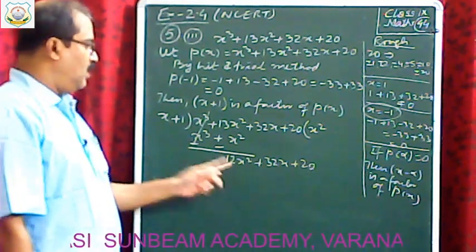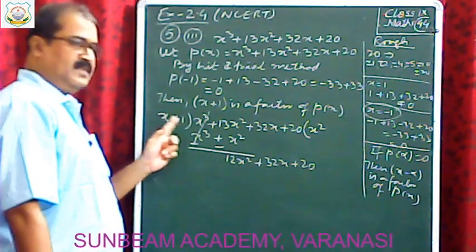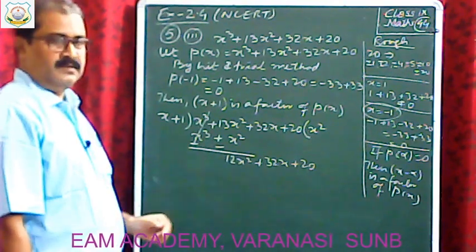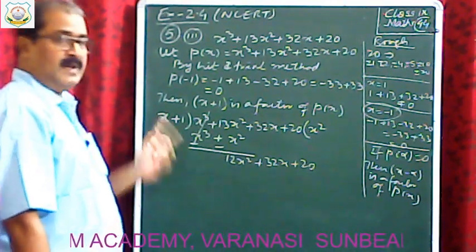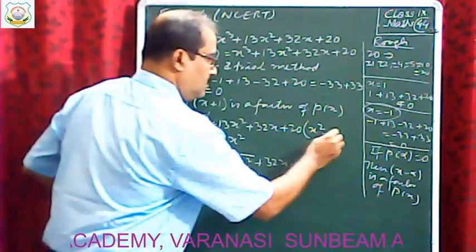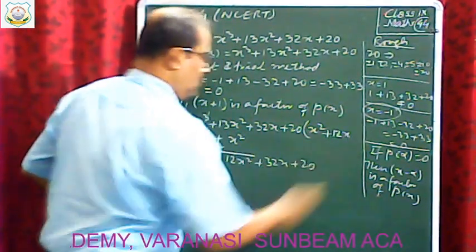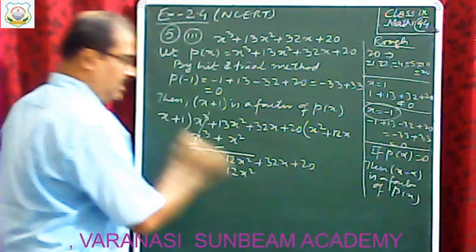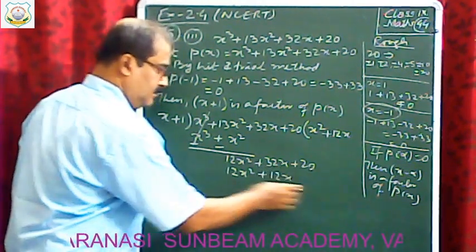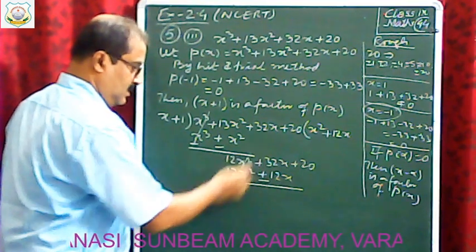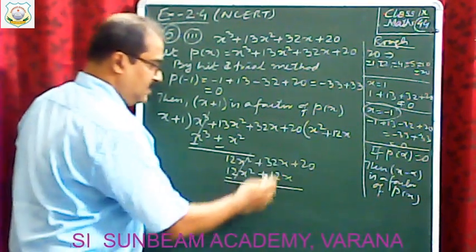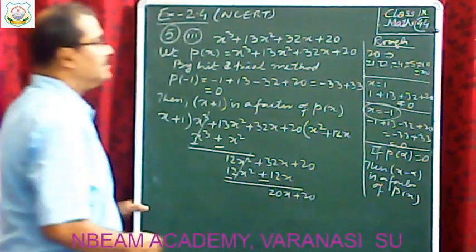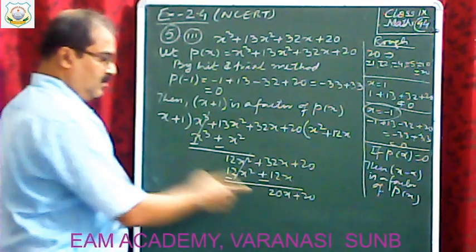How to eliminate? What least term you have to multiply with x plus 1 so that we get one of the terms being 12x square. So x is there, we have to multiply x plus 1 by 12x. So 12x into x, we get 12x square, plus 1 into 12x, so plus 12x. Subtract, 12x square cancels. So 32x minus 12x, what we get? 20x plus 20.